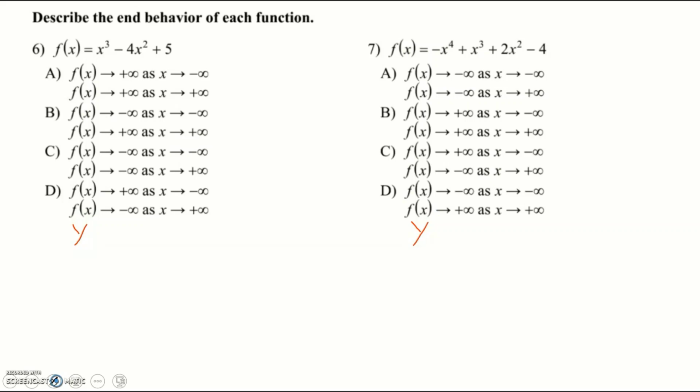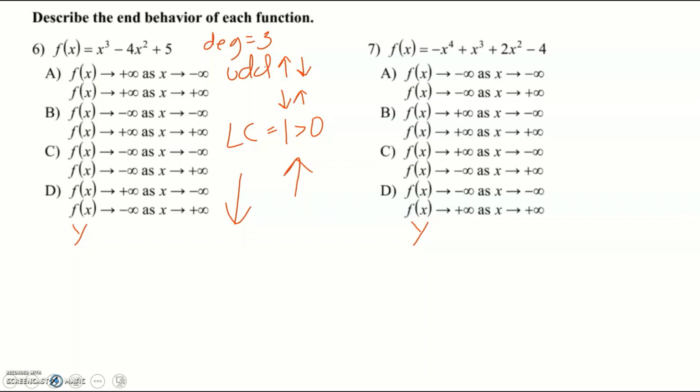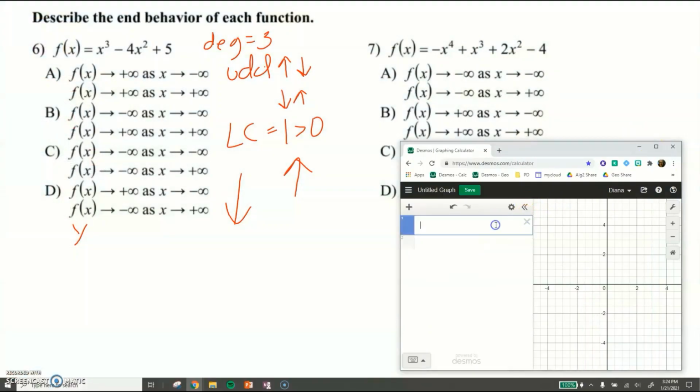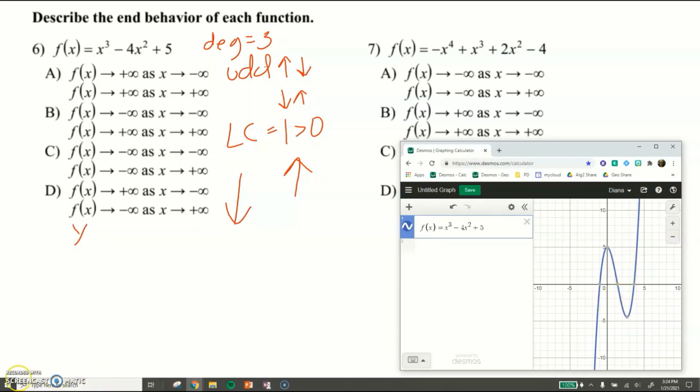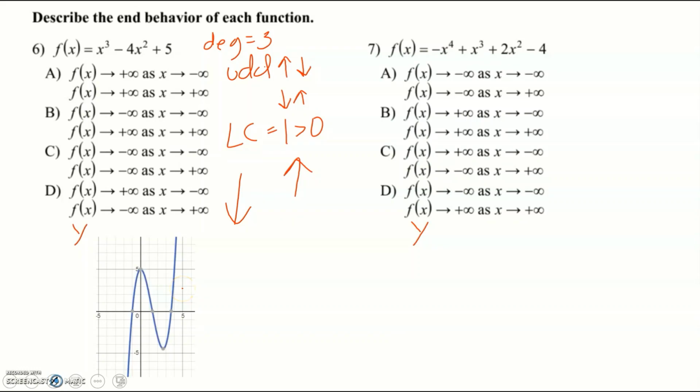So you could do this two ways. You could notice that this is a degree of 3, which is odd. So it's going to go in opposite directions, and our leading coefficient is 1, which is positive, which means it's going to go like this. Or we could also get out Desmos and look at that actual graph. So I get out Desmos here and I type in f of x equals x cubed minus 4x squared plus 5. We can see here that yes, that's exactly what that graph does. So we have confirmation here that our graph is going up on the right side, it's going to keep on going up here, and going down on the left side.